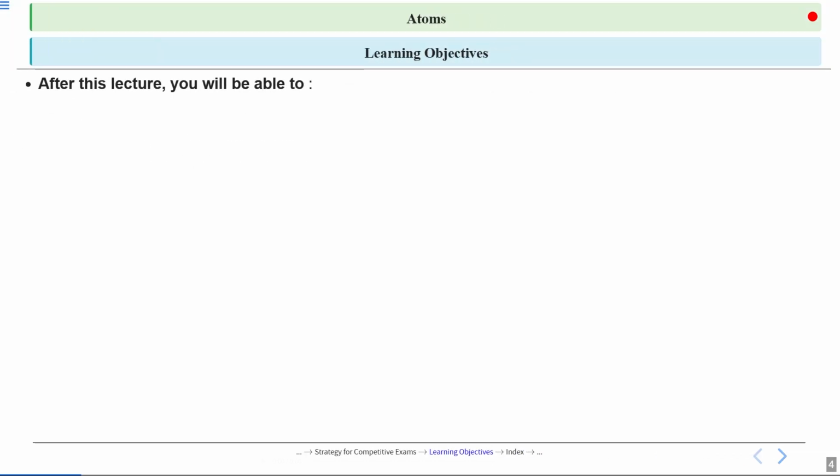So let's start by looking at what you will be able to do after this lecture. Our focus is on atoms and we will be building your understanding step by step. Notice that we are going to connect historical models with experimental evidence, which is the key part of how physics develops. Keep in mind that each point we discuss will help you see how the current understanding of atoms came to be.